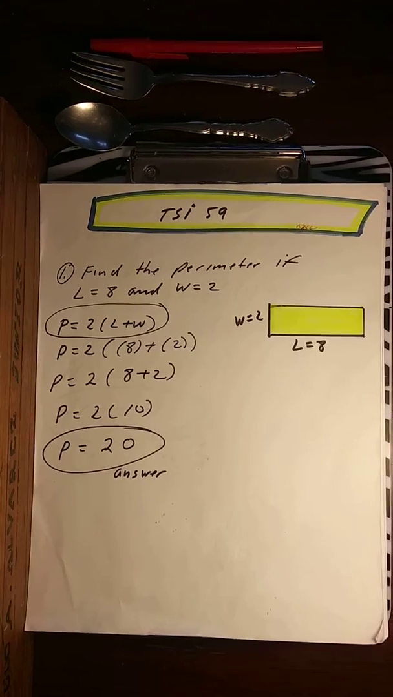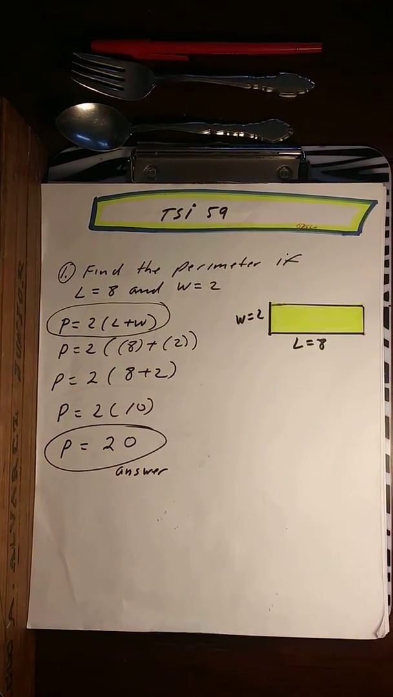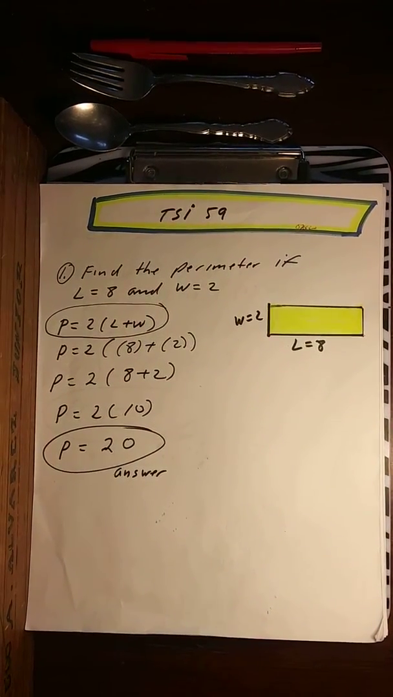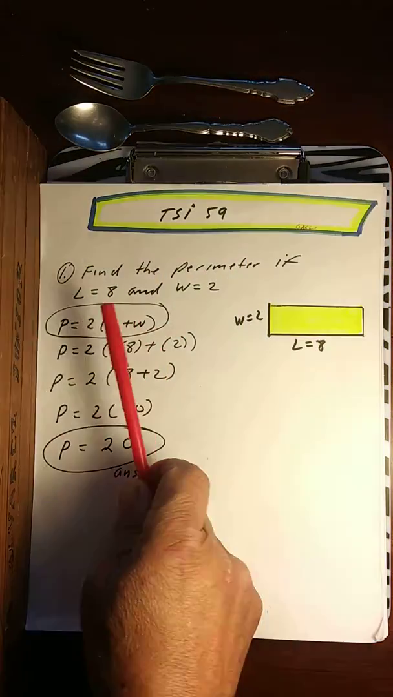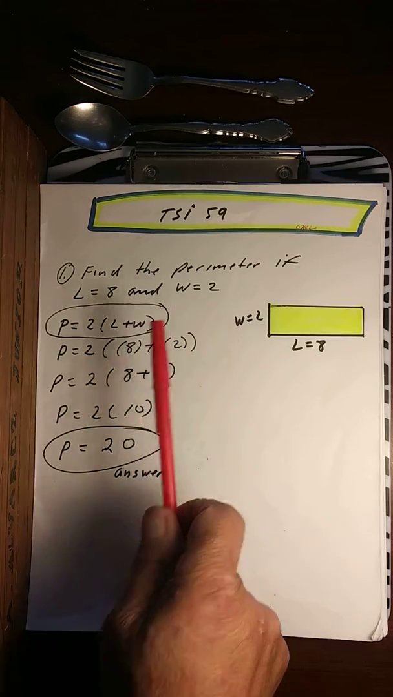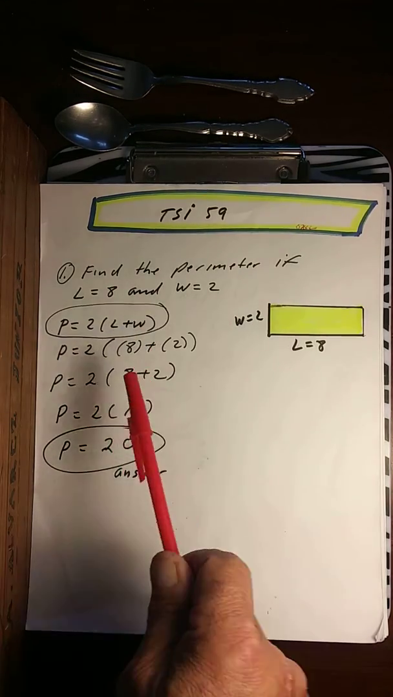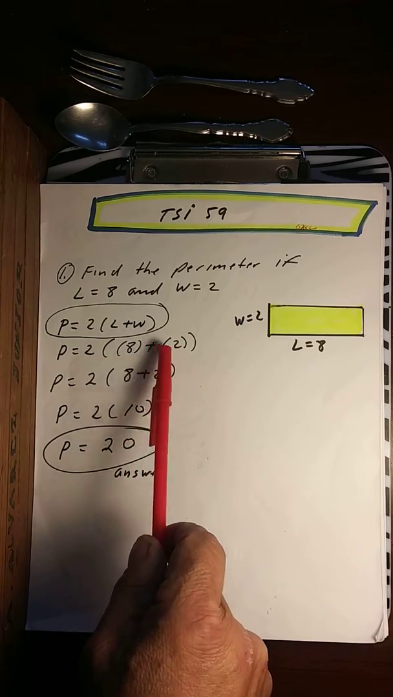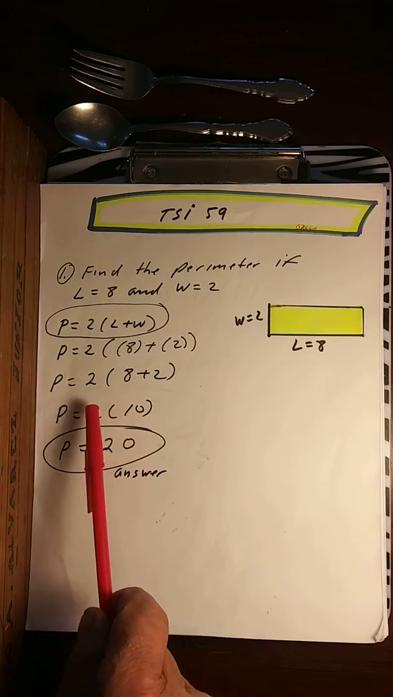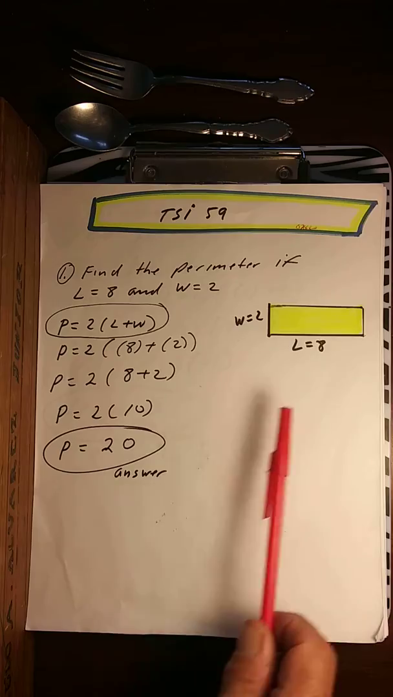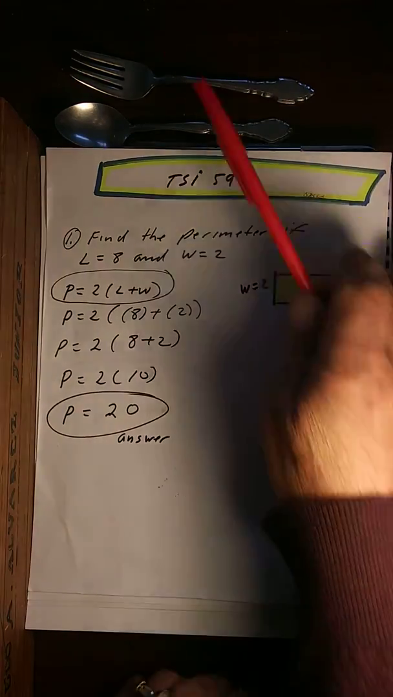Alright, we're going to do the TSI 59 review. Find the perimeter. If L is 8 and W is 2, put the numbers in the formula. P equals 2 times parentheses L plus W for perimeter. So 8 and 2 go in there. 8 and 2 is 10. 2 times 10 is 20. So the perimeter is 20 around this.